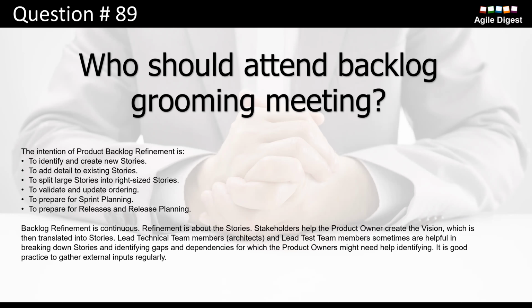Stakeholders help the product owner create the vision, which is then translated into stories, and lead technical team members, architects, or lead test members sometimes are helpful in breaking down stories and identifying gaps and dependencies for which the product owner might need help identifying. And it's a good practice to gather external inputs regularly. Are we clear about backlog refinement? Who will be attending and what exactly do we do? Yes. All right.